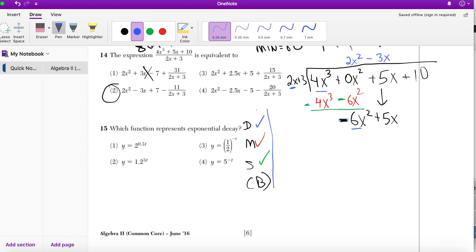Now look at your choices, guys. None of these two have negative 3x, so that's out. This has a plus 3x, so this is out. And this is the only one that starts off as 2x squared minus 3x. So you could literally be like, okay, it's choice 2 and move on. But let's say we wanted to finish this off, right? You won't always be so lucky.